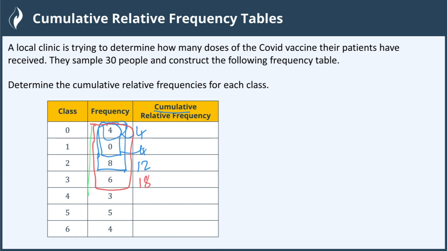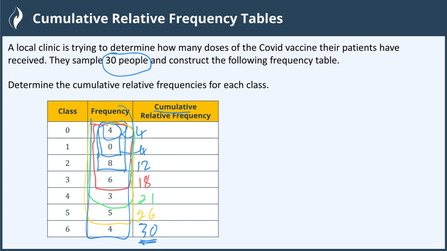And then we add all of these together, and the total is now 21. We come down here, 21 plus 5, we now are at 26. And lastly, we now have 30. And you know you've done this correctly when your total is the exact number of people you sampled.